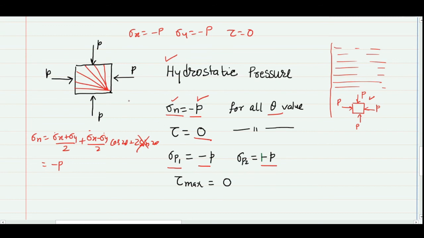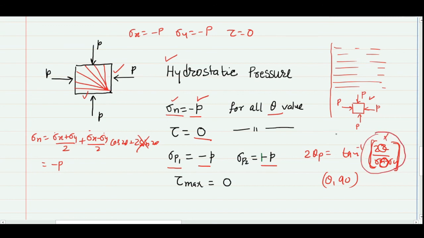And what would be the value of the principal plane? You can calculate that 2 theta p is equal to tan inverse of 2 tau by sigma x minus sigma y. So here it is a 0 by 0 case. In this case, all planes are principal planes, because this is an indeterminate condition, or a special case. So in case of hydrostatic pressure, all planes are principal planes.